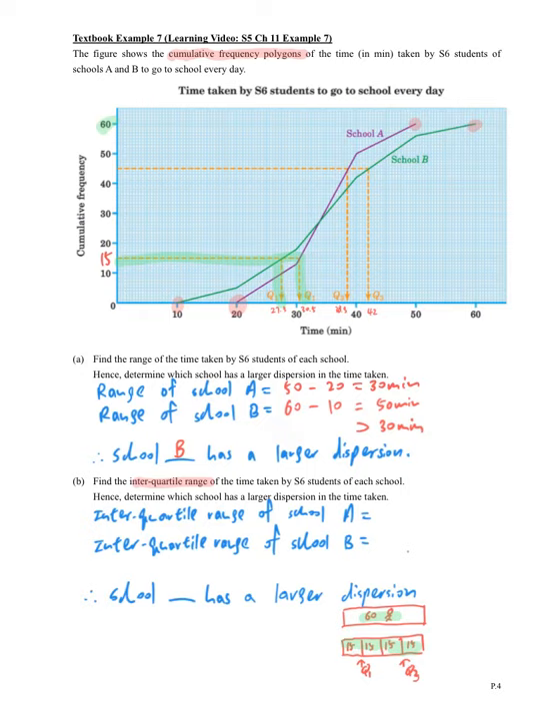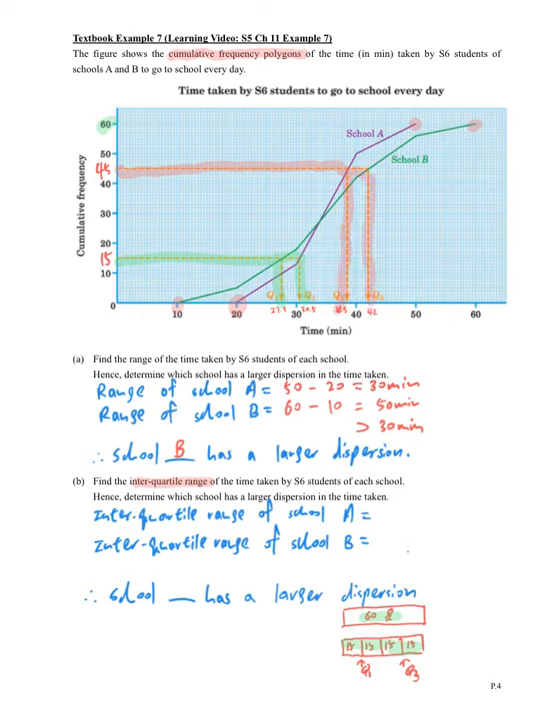And similarly, we try to look at the 45 students, and that's why we would like to look at the 45 here. So once again, by using the dotted line shown in the diagram, we can find the Q3 of the two schools very quickly.